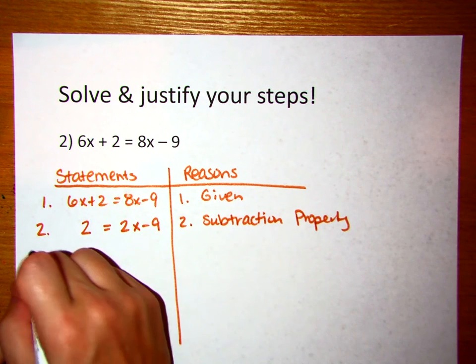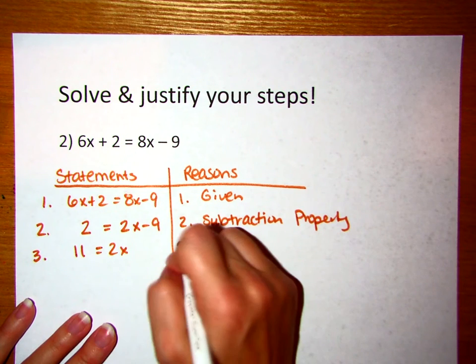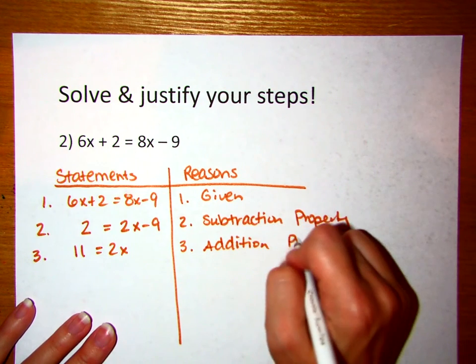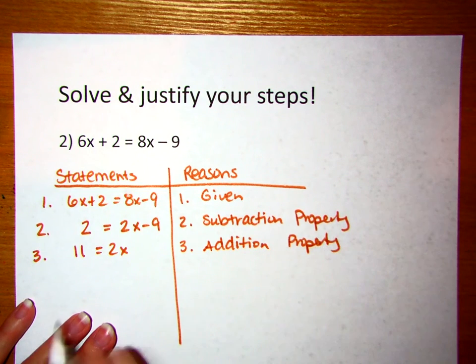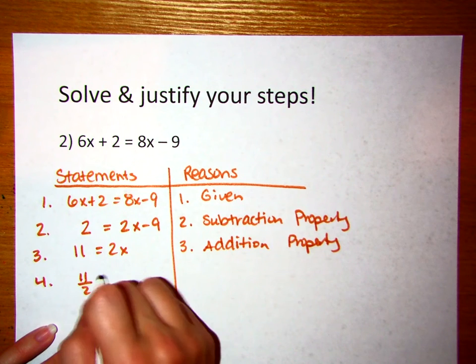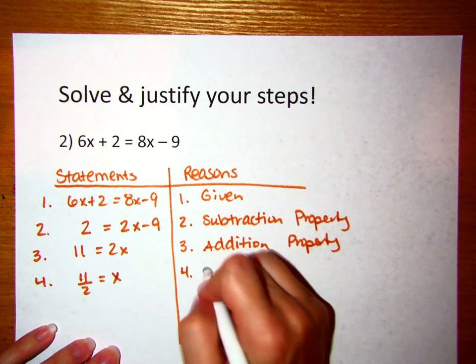Then I'd add 9 to both sides here, so then I would have 11 equals 2x. So what did we use? We used the addition property. Then I would divide both sides here by 2. So I would have 11 divided by 2, or 11 halves, equals x. So that right there is called the division property.